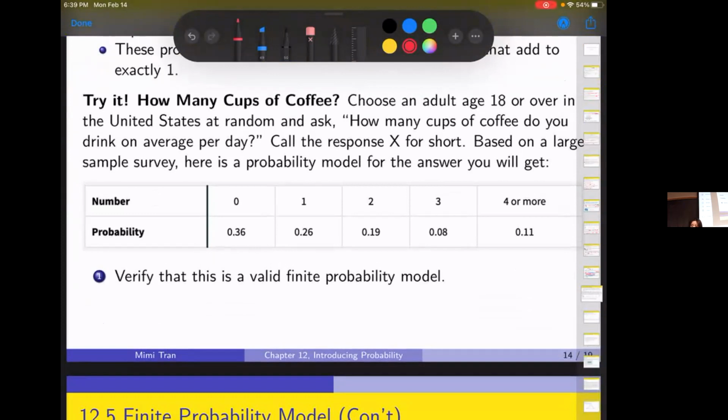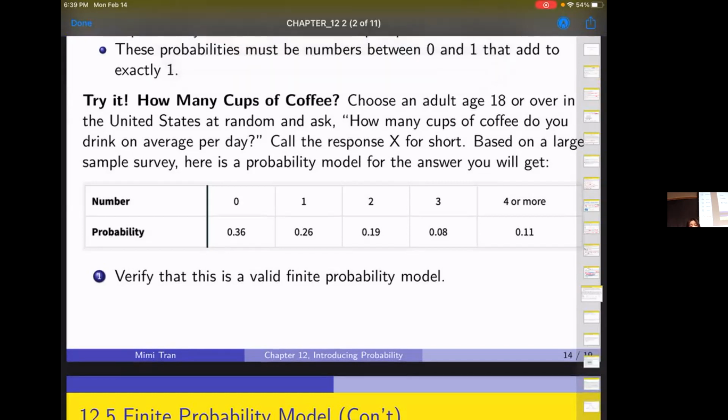So here, how many cups of coffee? Choose an adult age 18 or over in the United States at random and ask, how many cups of coffee do you drink on average per day? Call the response X for short. Based on a large sample survey, here is a probability model for the answer you could get. So the first line, number, means the number of cups of coffee that person drinks per day on average. And the probability.